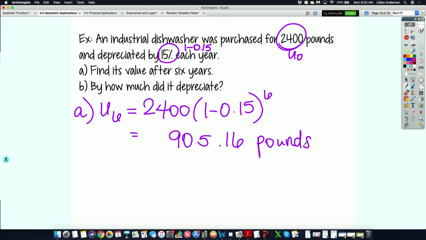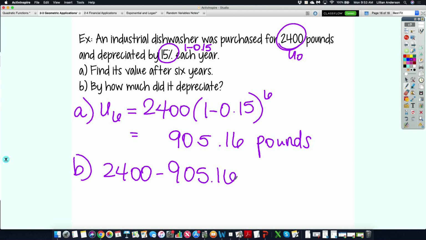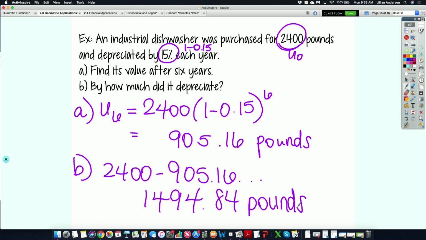So how much did it depreciate? How do I figure that out? Subtract what? And that wouldn't use the answer here. So how much did it depreciate over 6 years? 1494.84. And that's how a lot of these goods lose their value.